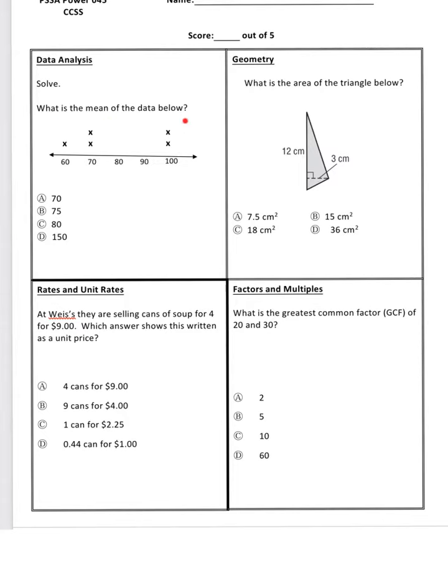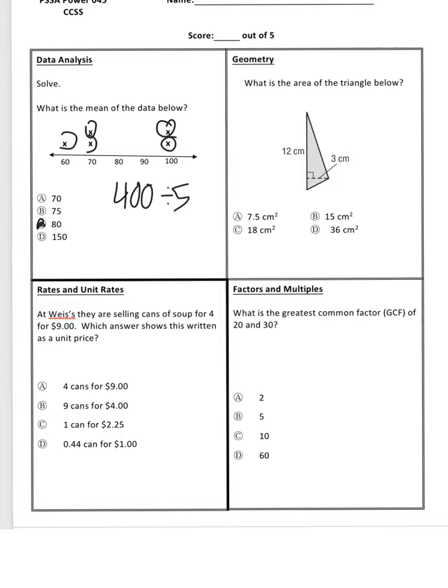What is the mean of the data below? So you have to remember how to find mean. Ashton, what's the first thing you do to find mean? You add up all the numbers. Good. So if you add up 60, plus 70, plus 70, plus 100, plus 100, they add up to 400. Ashton, what do I do now? Then divide by however many numbers you added up. Good. So if I count all the numbers that I added up, there was 1, 2, 3, 4, 5. I'm going to divide by 5, and 400 divided by 5 is 80.